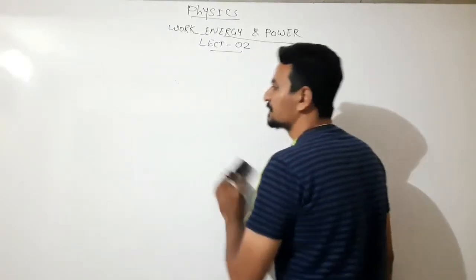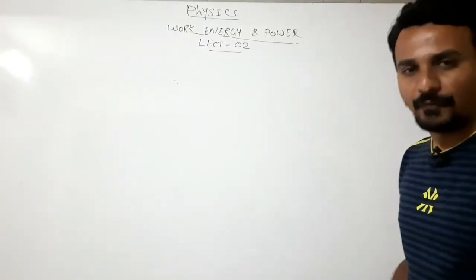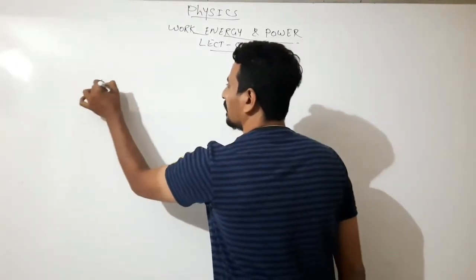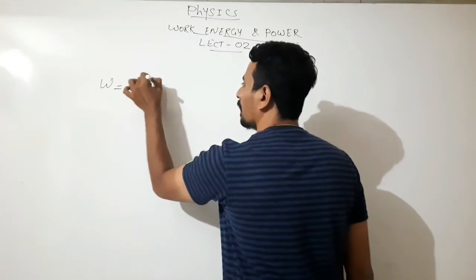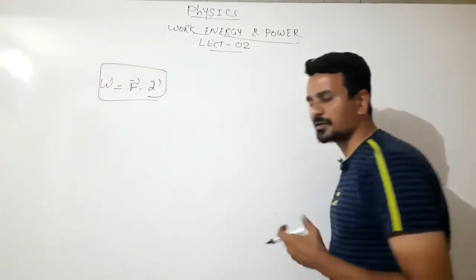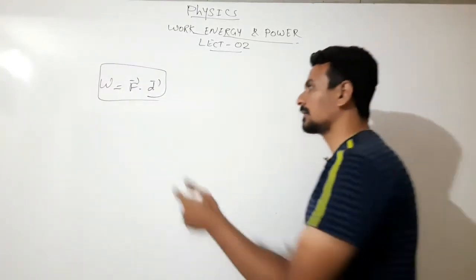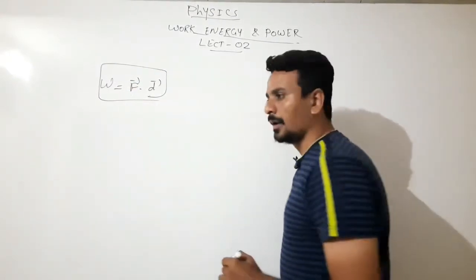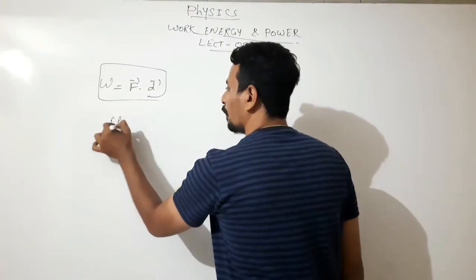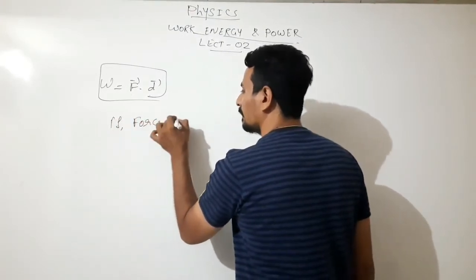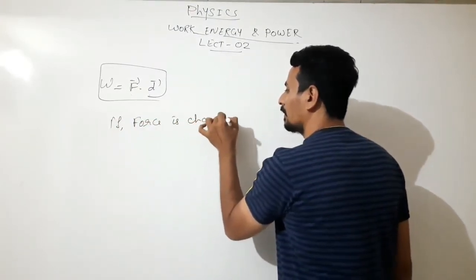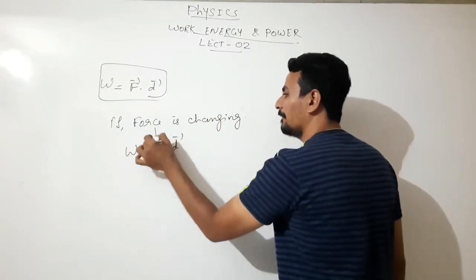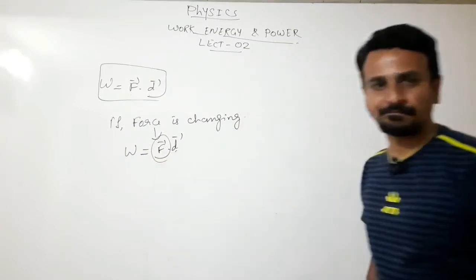Now, what if the force is variable? What if it is not constant? We had seen work done is F dot D, but for taking the dot product of two vectors, both the vectors should be constant vectors. If force is changing, we cannot use F dot D, because if F is changing, what will you put here?